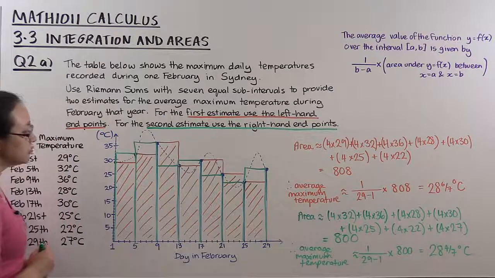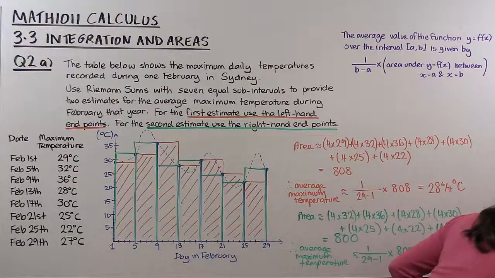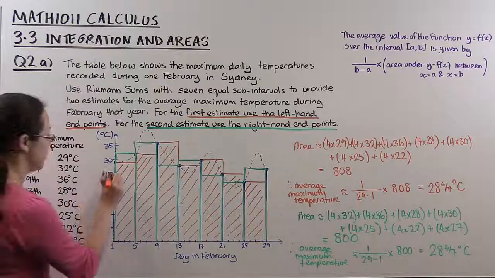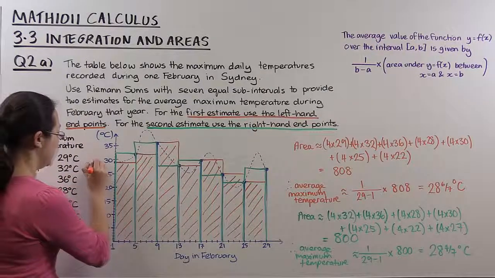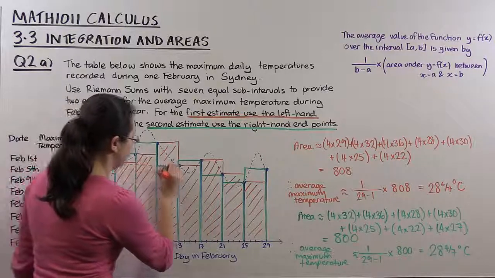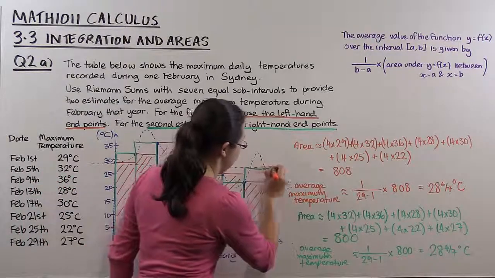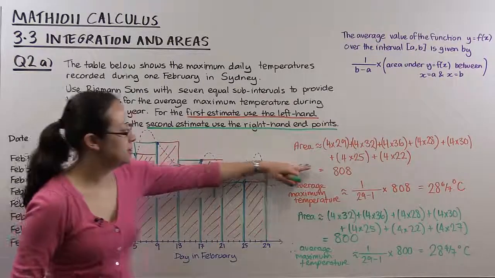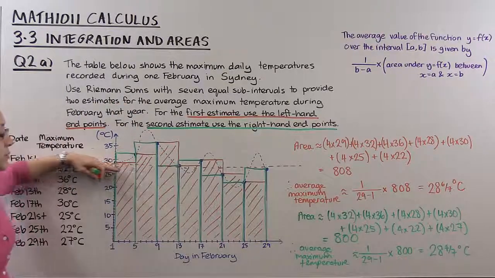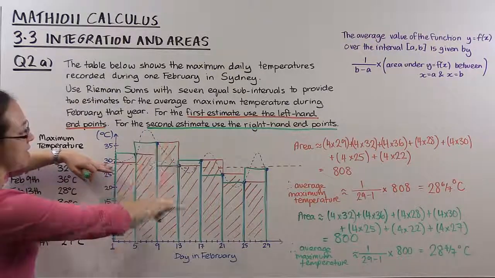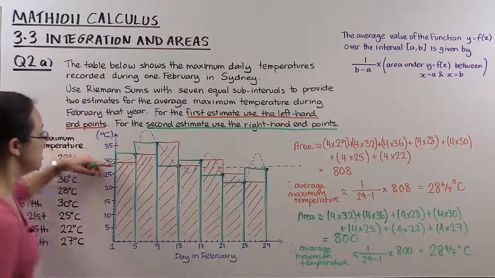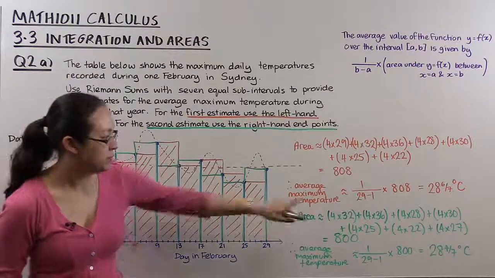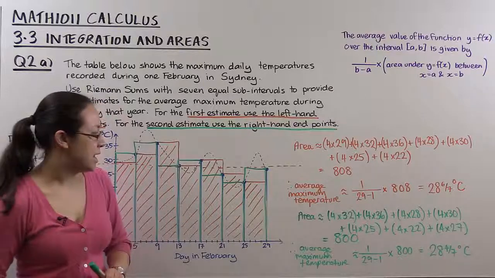So if I could draw a line across at 28 4/7, so maybe somewhere here. That's saying on average, my function is at this level, right? So if I spread all that area out between the 1 and the 29, this would be the average height of that function there. So 28 4/7 is just slightly under that.